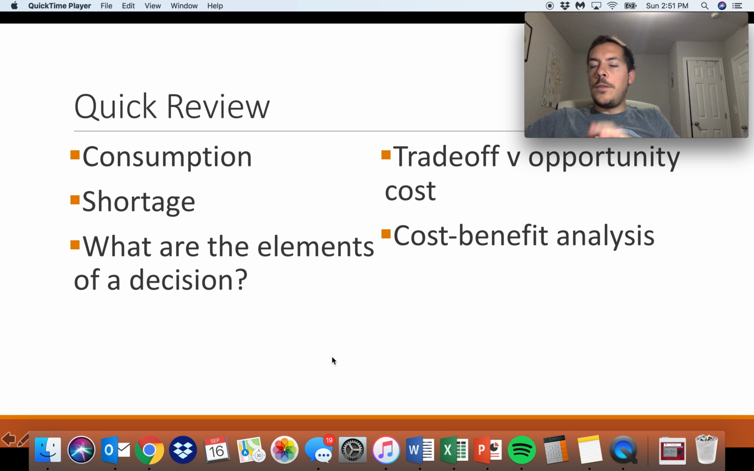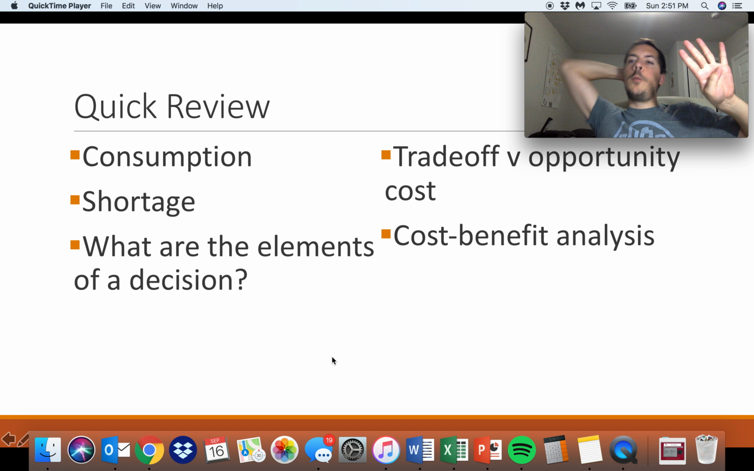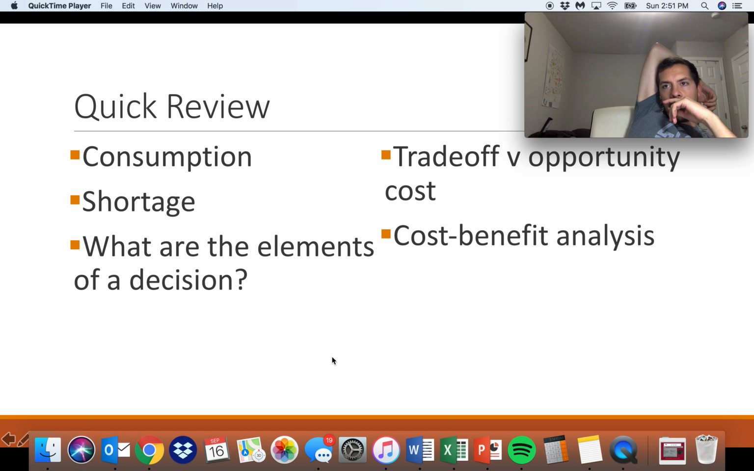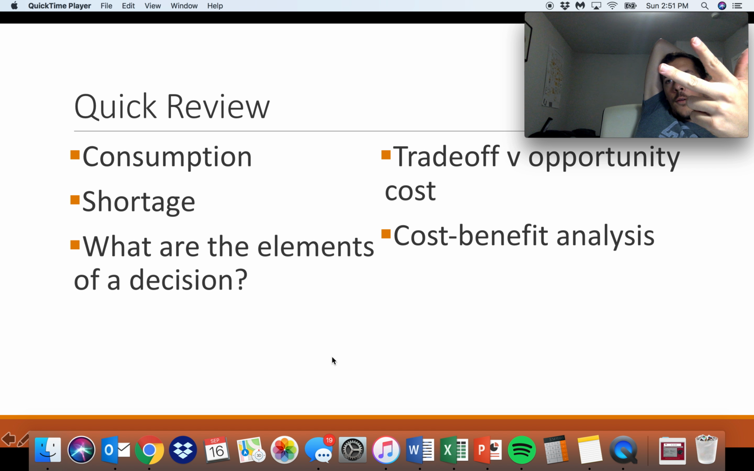What are the elements of decisions? We learned 4 of them. This is today. 4 elements of a decision. Go ahead, list them. Yeah, you should have said the cost, the benefit, the trade-offs, and the opportunity cost.